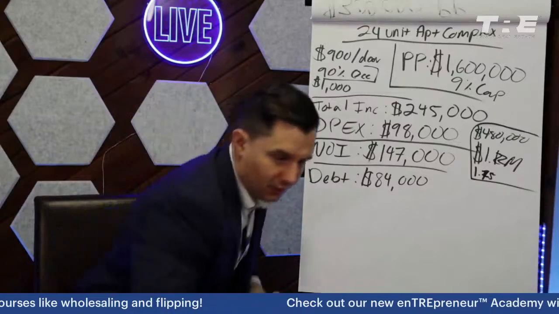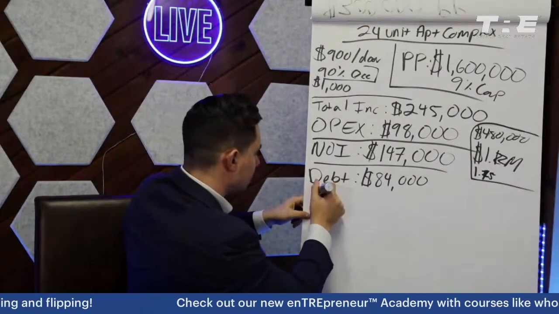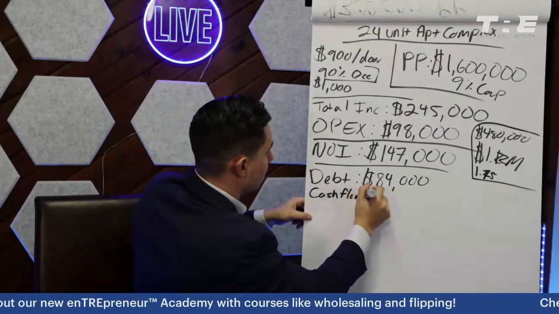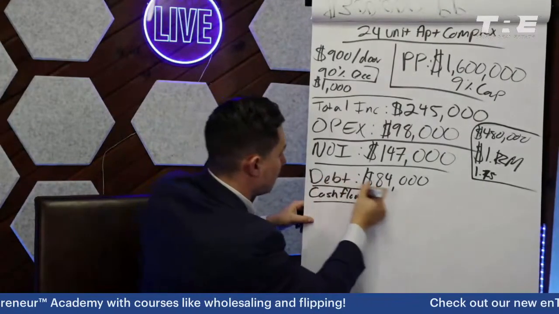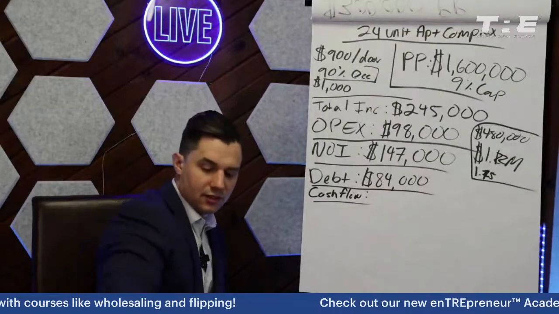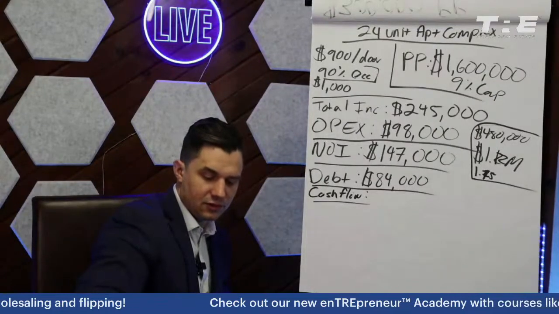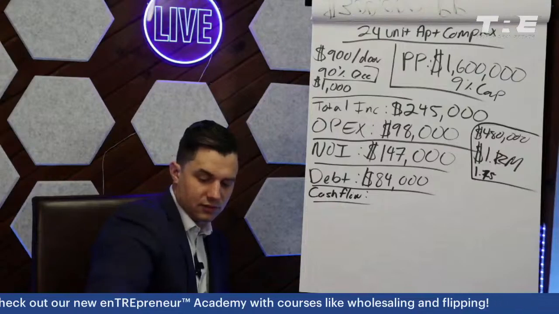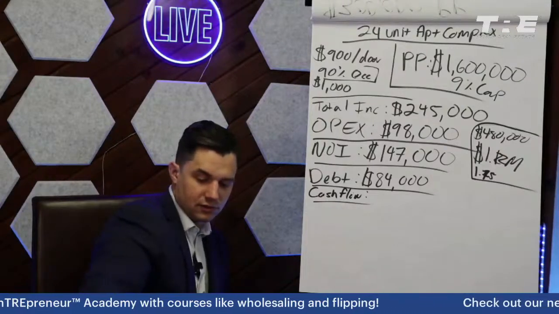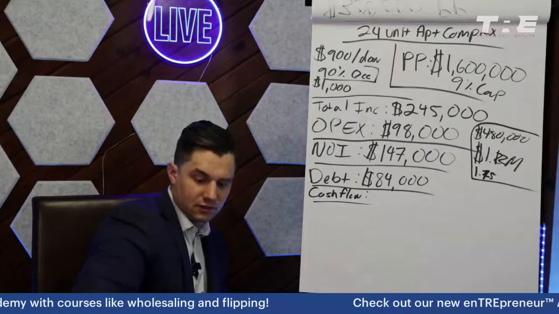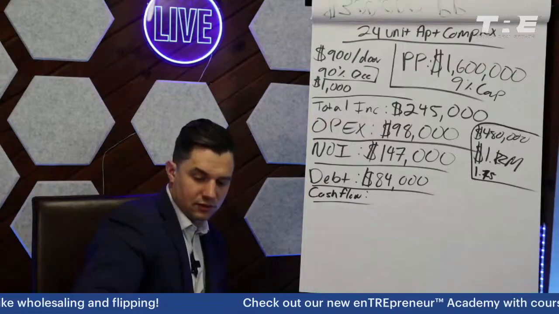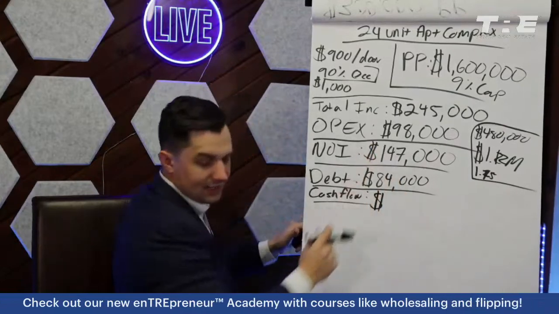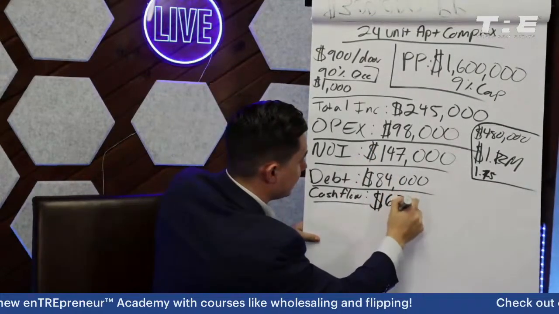Now, what's our cash flow? Anybody? What's our cash flow on the deal? Cash flow is NOI minus our debt, $63,000.